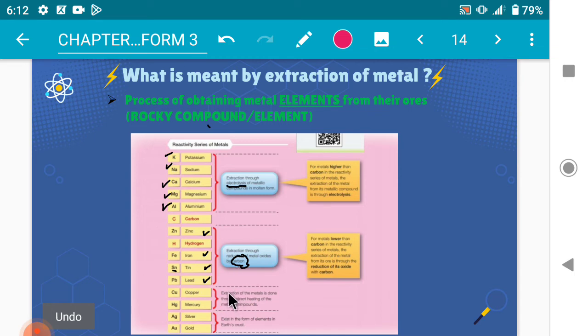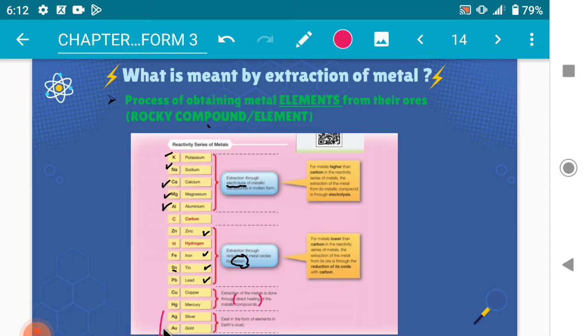But for the copper, mercury, you need to extract using what? Direct heating. So you need to heat them so that you can separate from the ores, so that you can get the pure copper and also the mercury.